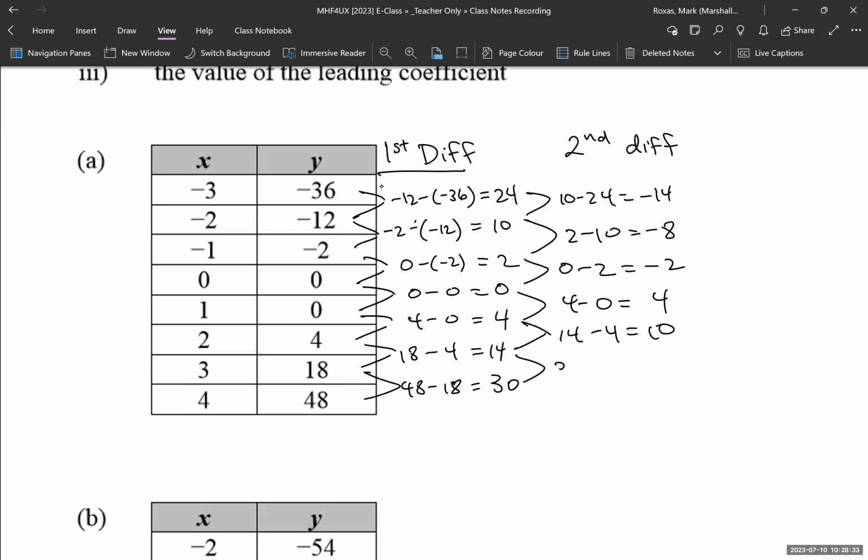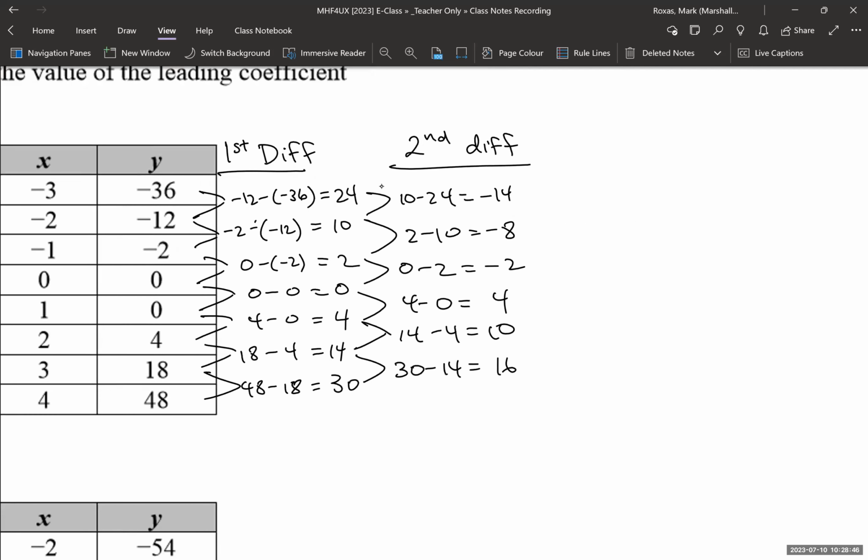And 30 minus 14 is 16. And again, you look at the second differences here, and they are all different values. They're not a constant value, so it's not a quadratic table. Okay, so we can keep going now. In grade 12, we can keep going to find the third differences. Third differences are just the difference between the consecutive second differences.